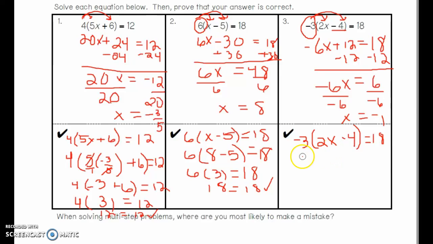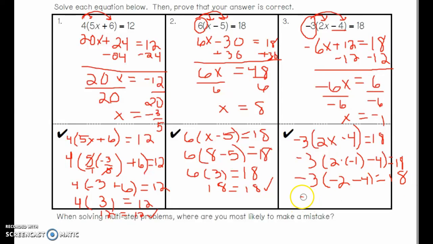Okay. Now substitute in. -3 times 2 times -1 minus 4 equals 18. Okay, in parentheses. 2 times 1 is 2, but it's negative, so it's -2. This is -4 or minus 4. Either way, it's the same thing. You're still losing. And it's 18.